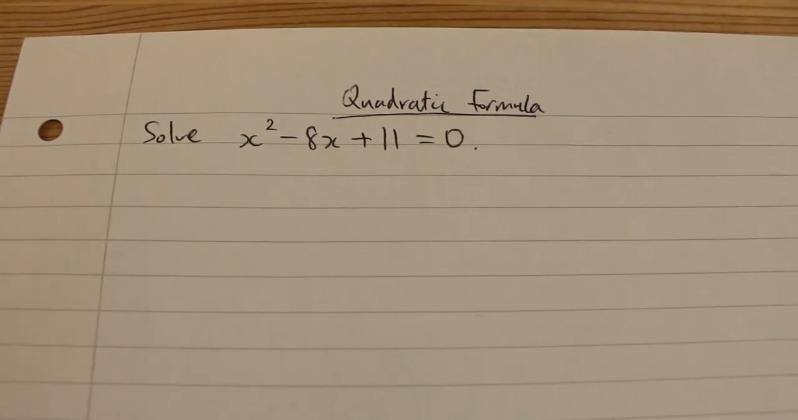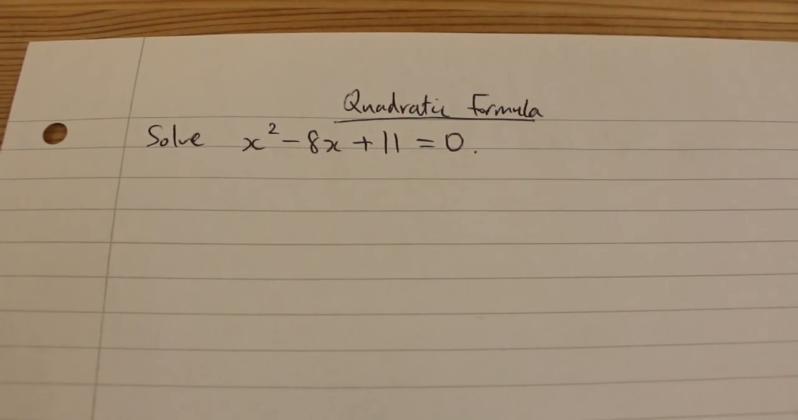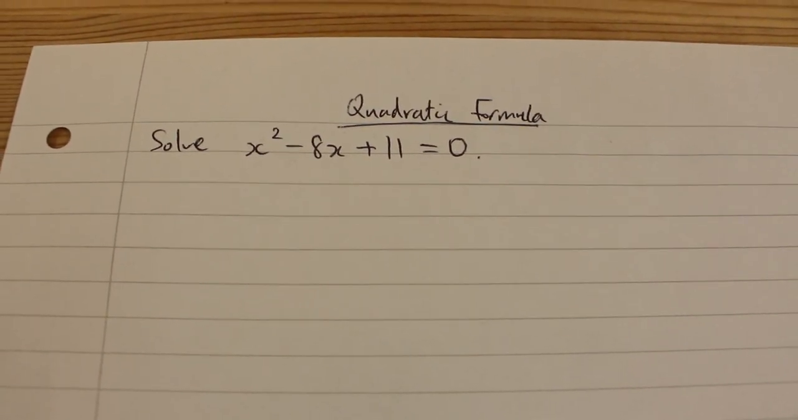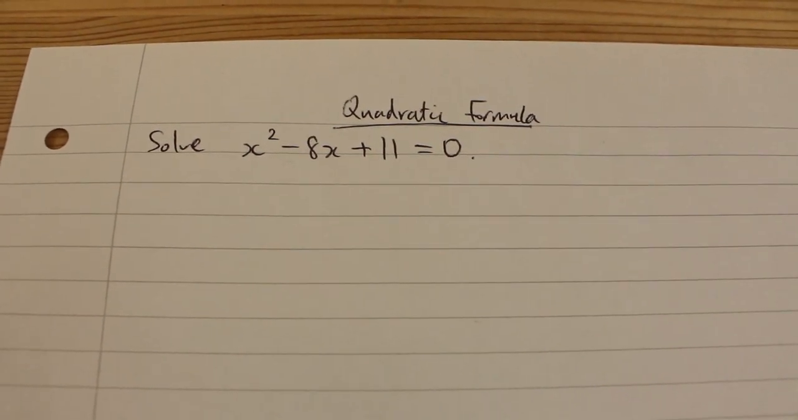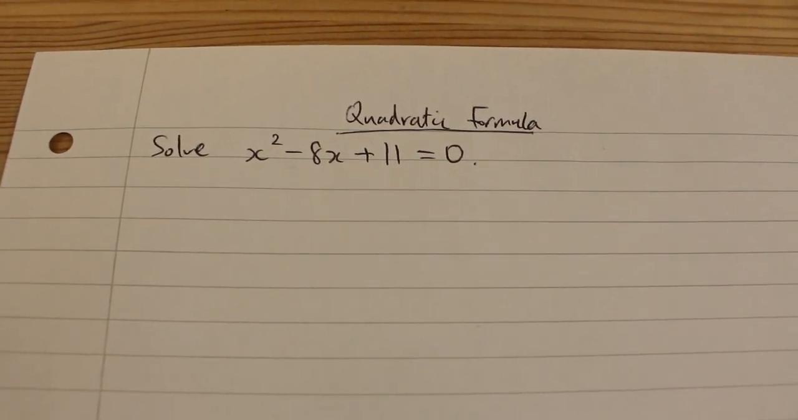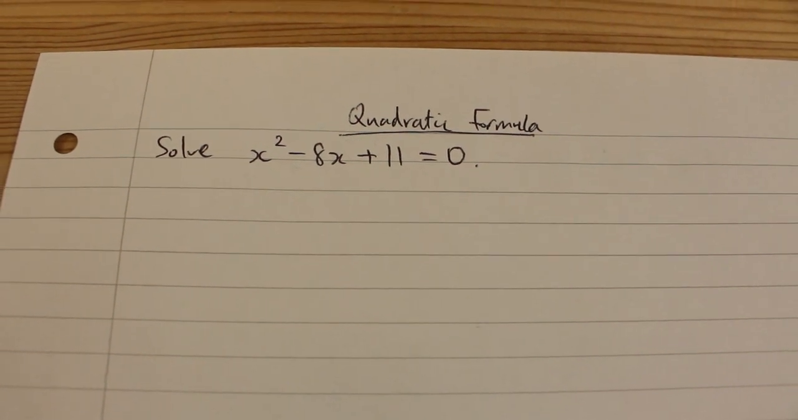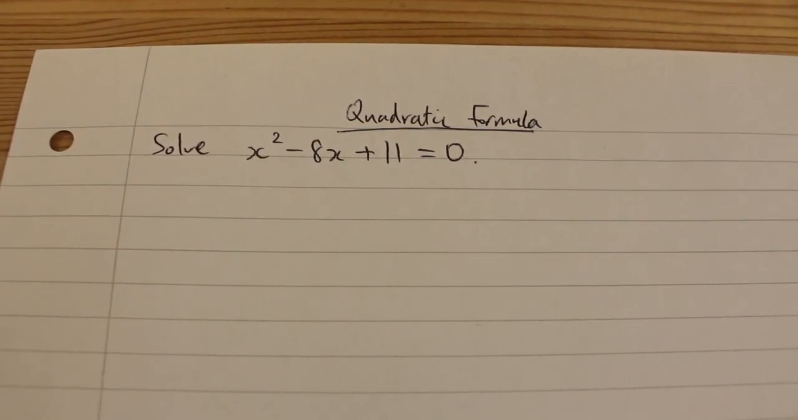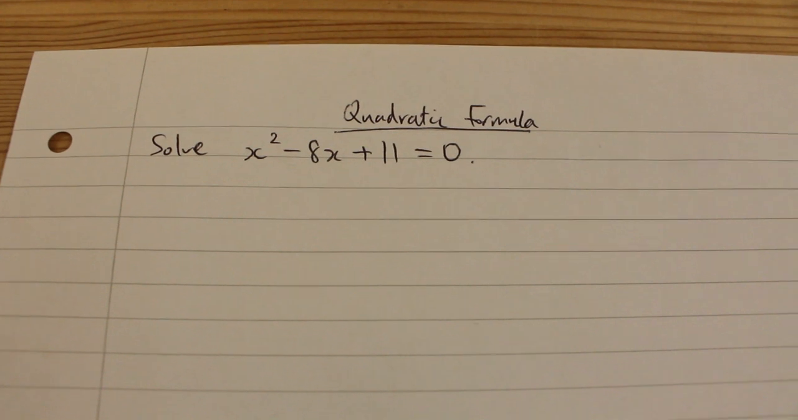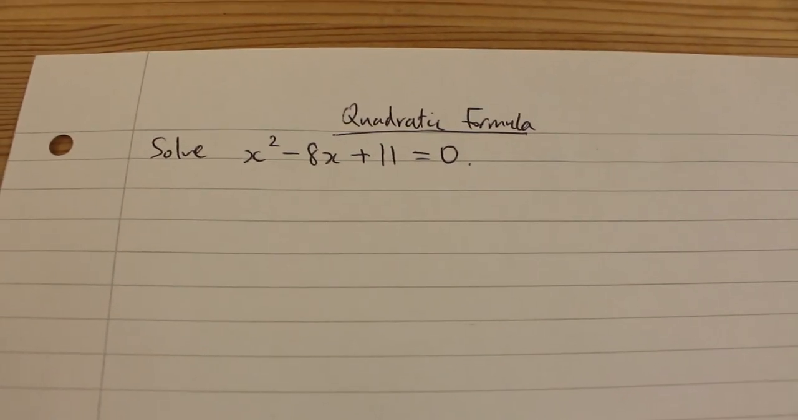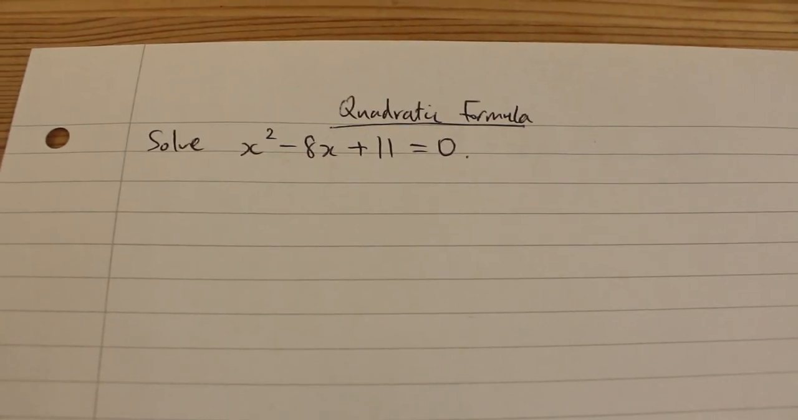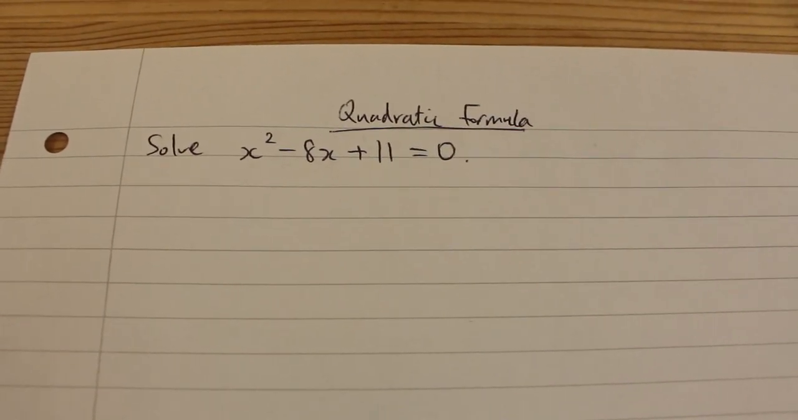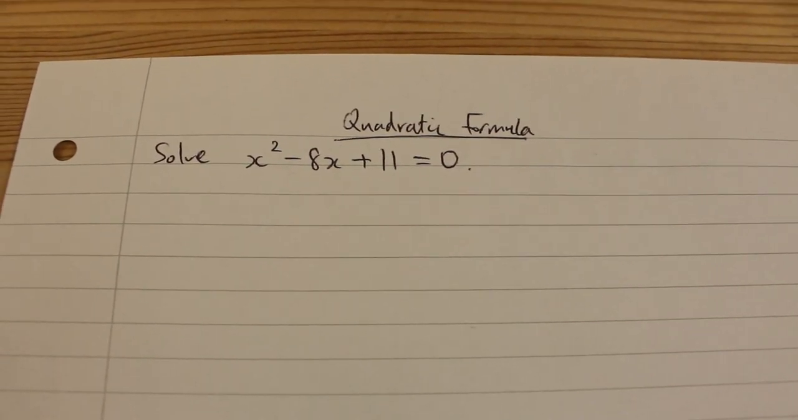But hopefully you can see that it's not going to factorize because 11 is a prime number. So the only factors of 11 are 1 and 11, or minus 1 and minus 11. And neither of those pairs sum to minus 8. So there's no way we could factorize it as the product of two brackets. So instead we need a different method, and that method is the quadratic formula.